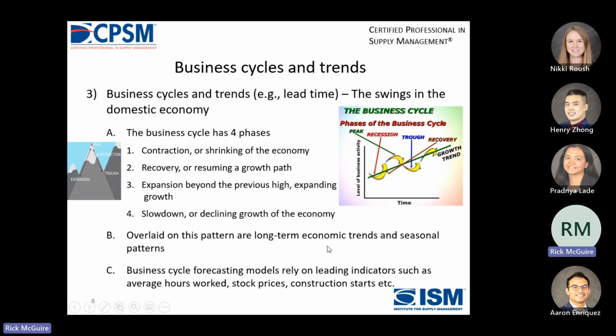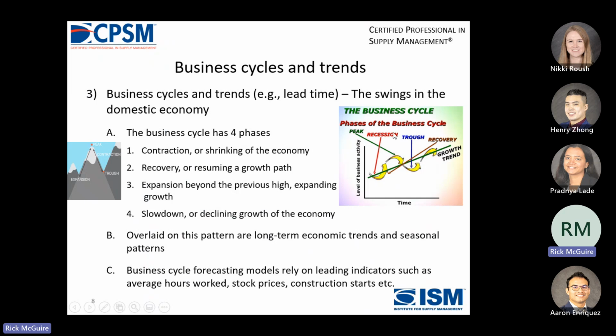Now I want to move to the business cycle. These are the swings in the domestic economy, and PACCAR, being a cyclical, mature business, is very much affected by the business cycle. So it has 4 phases: contraction or shrinking of the economy, recovery or resuming growth path, expansion beyond the previous high, and slowdown or decline in growth. So you can look at it. Here's expansion. You're climbing the mountain, you get to a peak, and you go to contraction, and you hit a trough, then you start climbing the other mountain.